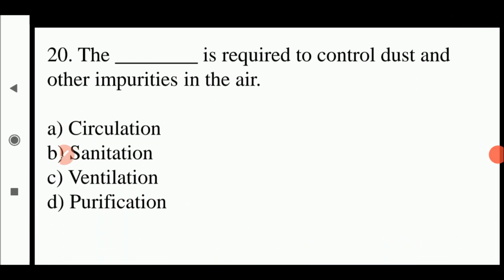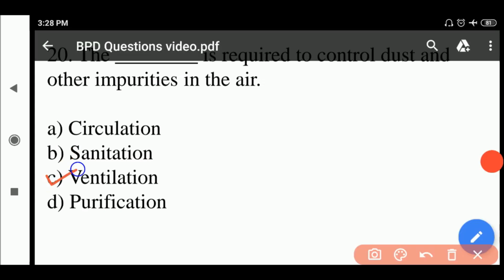Next objective. The dash dash is required to control dust and other impurities. Option 1, circulation. Second sanitation, third ventilation, fourth purification. So as we know, controlling dust and other impurities from coming into the building is the main reason for insisting on proper ventilation. So the correct answer for this question is ventilation, that is option C.